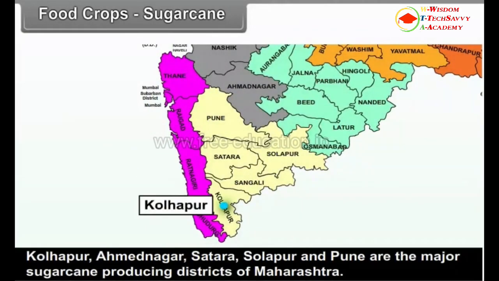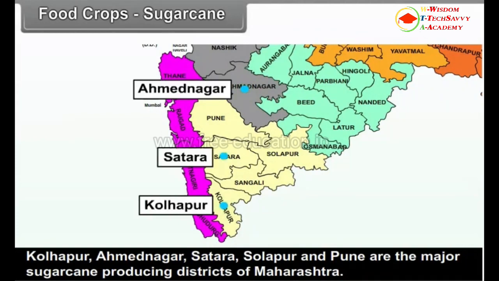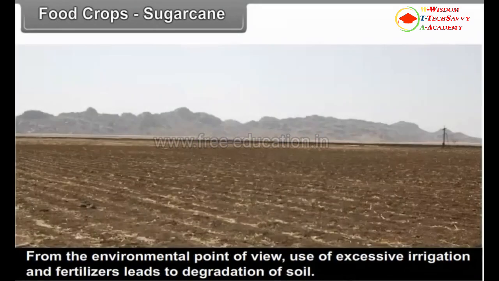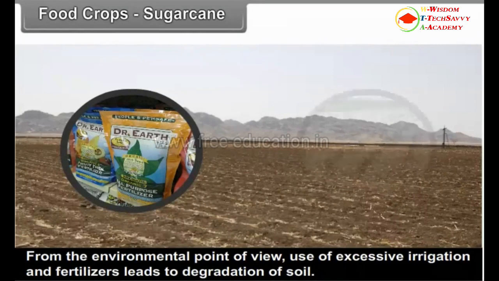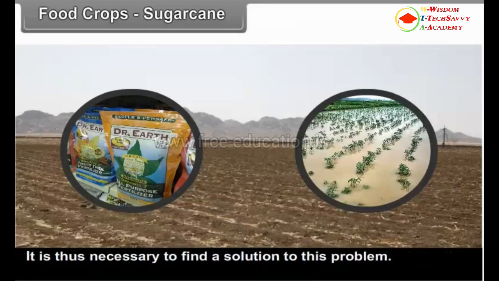Kolhapur, Ahmednagar, Satara, Solapur, and Pune are the major sugarcane producing districts of Maharashtra. From the environmental point of view, use of excessive irrigation and fertilizers leads to degradation of soil. It is thus necessary to find a solution to this problem.